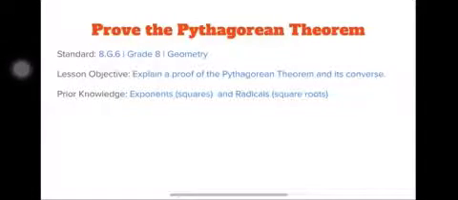Standard, 8th grade geometry number 6. Explain a proof of the Pythagorean Theorem and its converse. Prior knowledge needed is exponents and radicals.